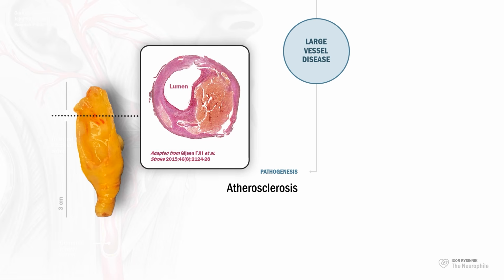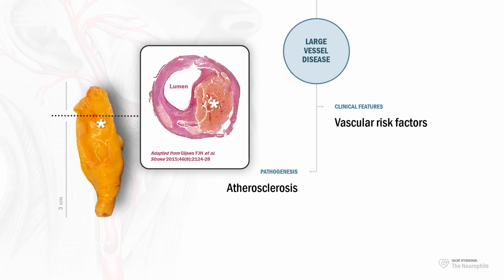Here's a cross-section through such a plaque. Notice the intraplaque hemorrhage. Just as with small vessel disease, patients tend to be older and tend to have vascular risk factors. You might say that patients predisposed to small vessel disease will likely be predisposed to large vessel disease too.